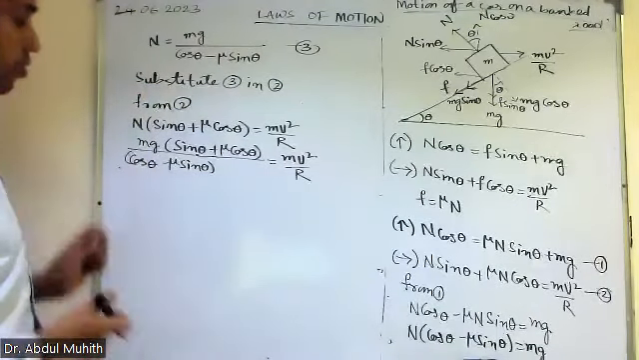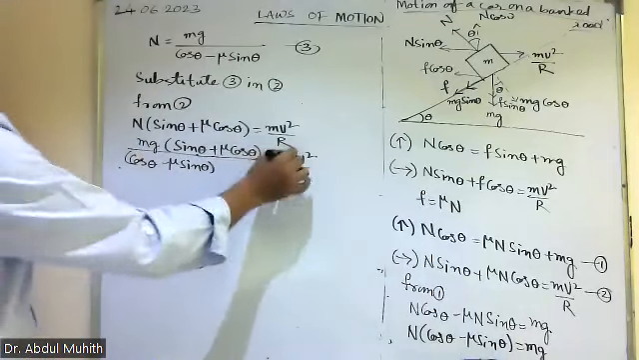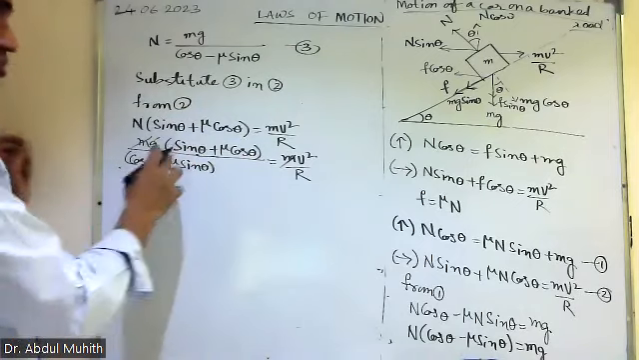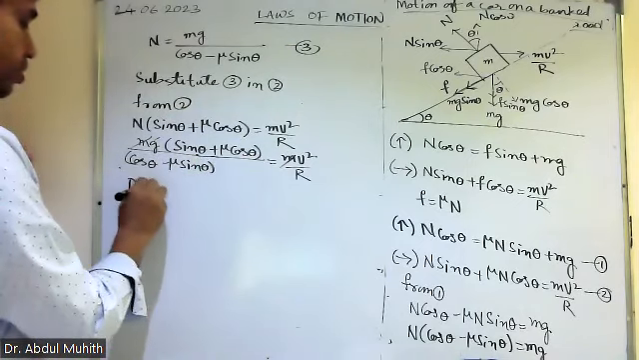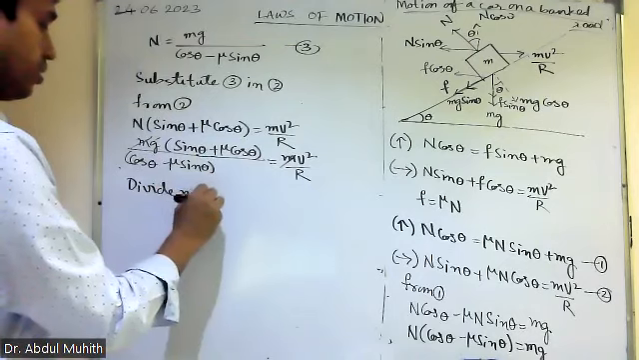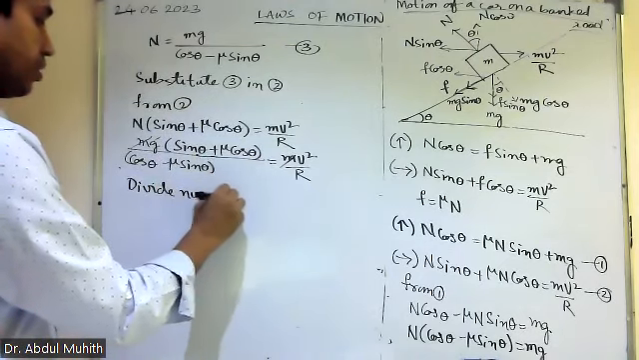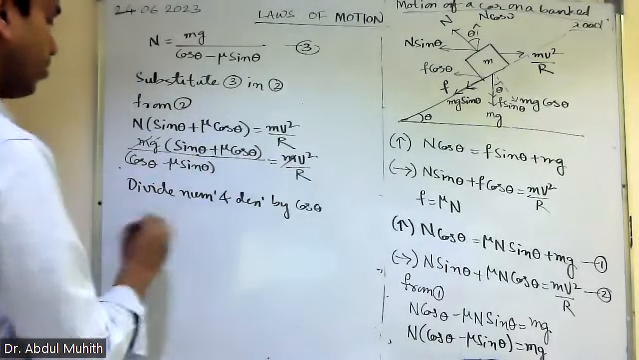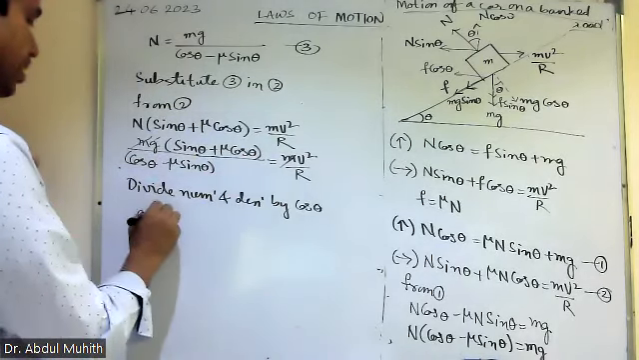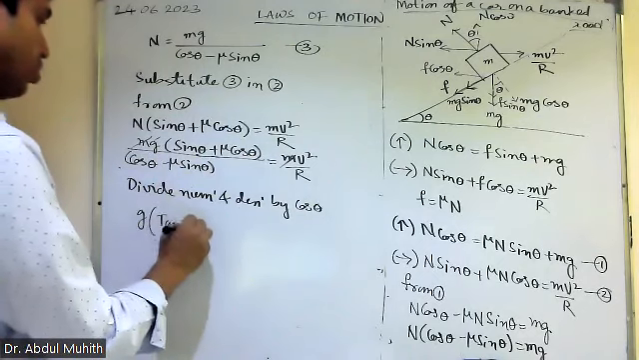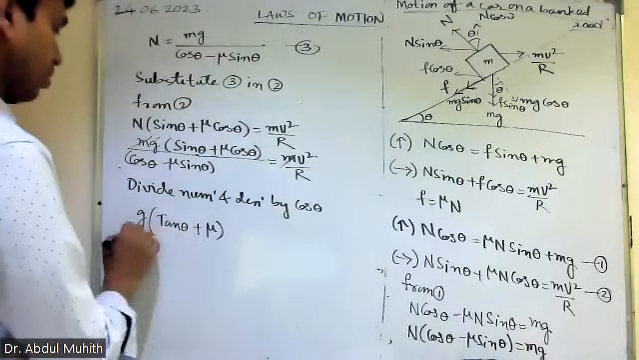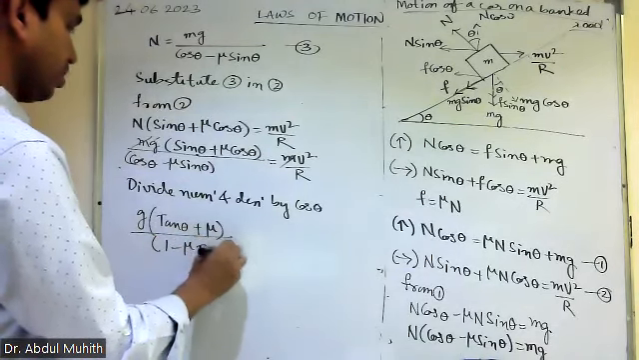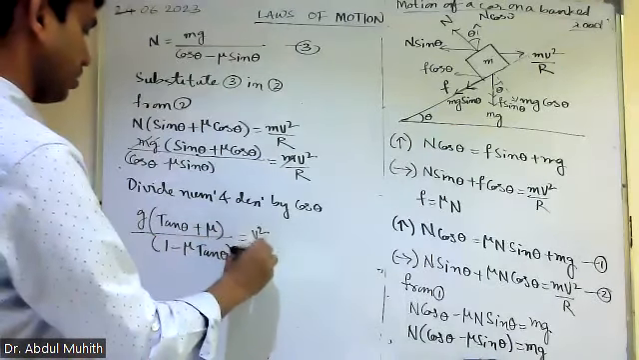Now here you have mg, m and m will go away. Now divide numerator and denominator by cos theta. So what will it become now? G into sin by cos will become tan theta. Cos by cos will become 1, and cos by cos will become 1 minus mu tan theta, equal to v square by r.